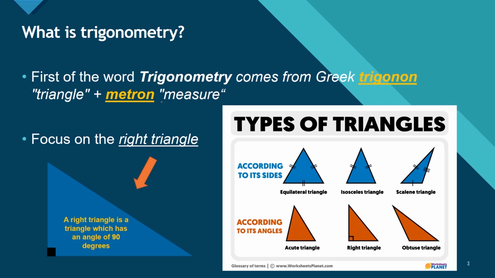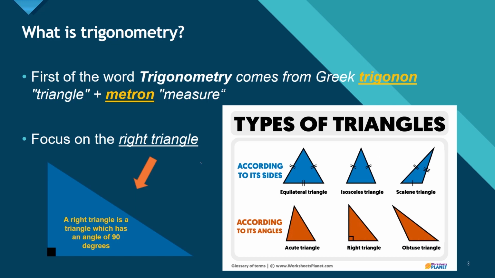Let's just quickly go through all of the types of triangles we have. So we know that trigonometry is measuring triangles. According to its sides, we can divide types of triangles into three groups. The equilateral triangle, which has all of its sides equal. The isosceles triangle, which has two of its sides equal to each other. And the scalene triangle, which has all of its sides different. So every side has a different length.